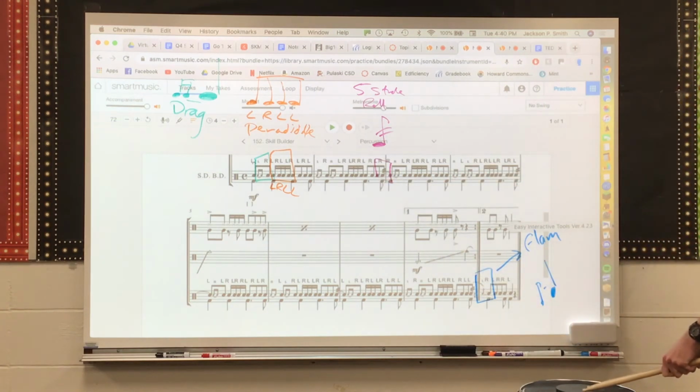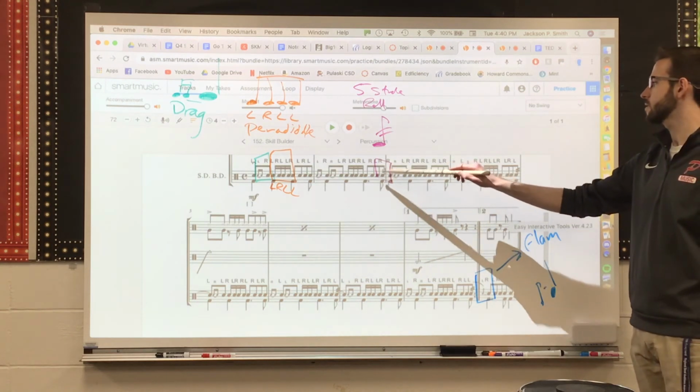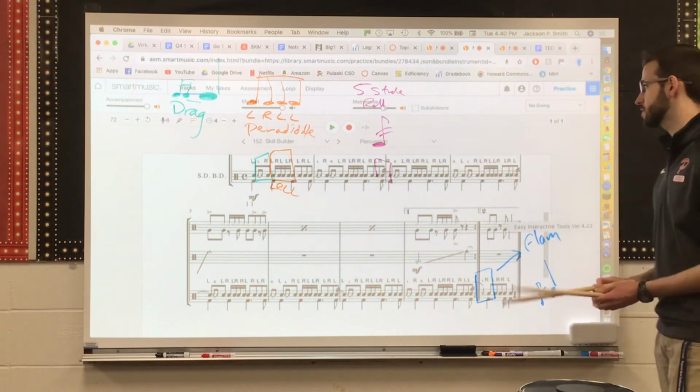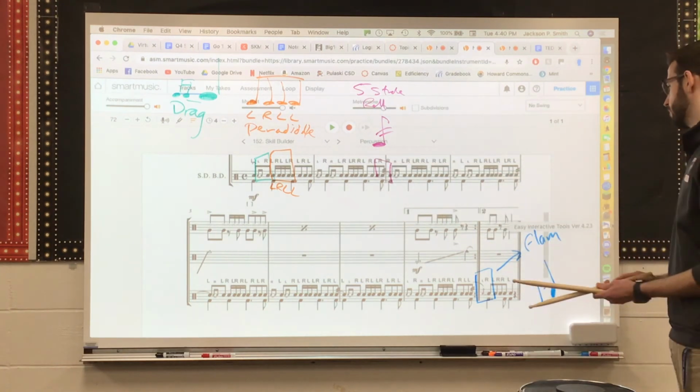So we have a paradiddle, right, left, right, right, left, right, left. So it's that right, left, right. You can even see the sticking. Right, and in there, left, right. Hopefully you can see that. We got these five-stroke rolls all over the place. Here's one that goes down here.